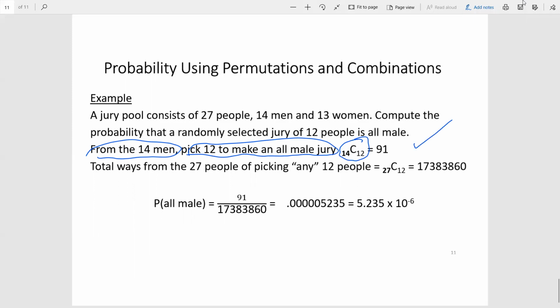And the total ways of picking any 12 people from the 27 people, whether male or female, is a combination of 27 taking 12 at a time, which you can see is 17,383,860. So the probability of getting an all-male jury is still going to be very slim, which would be 91 over this 17 million number, which is this decimal, and it's 5.235 times 10 to the minus 6. And that is the video.